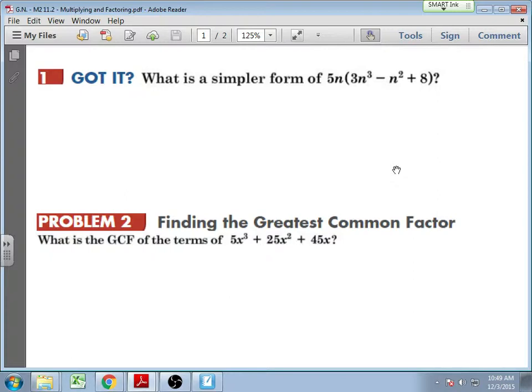Five n is going to distribute to all three of the terms there. Jacob, now we fortunately have a positive value out in front.